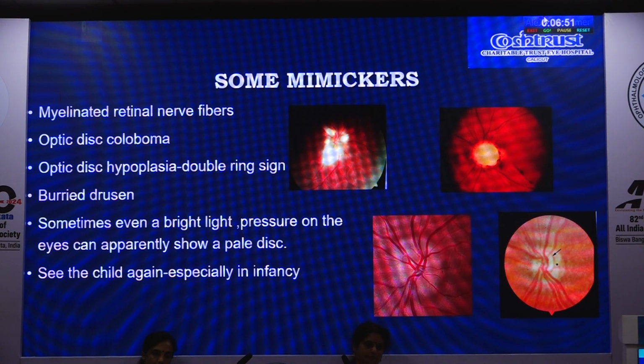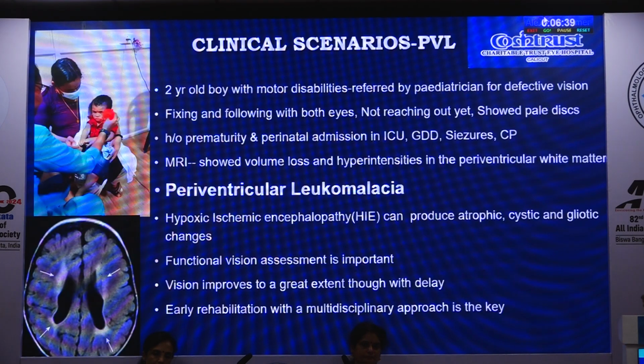You have to rule it out with an autofluorescence. Sometimes even a bright light pressure on the eyes can appear as a pale disc, so the child has to be brought back again to see, especially during infancy when you forcibly open the eyes. So let us go through some of these scenarios. We cannot go through all the conditions of pale disc.